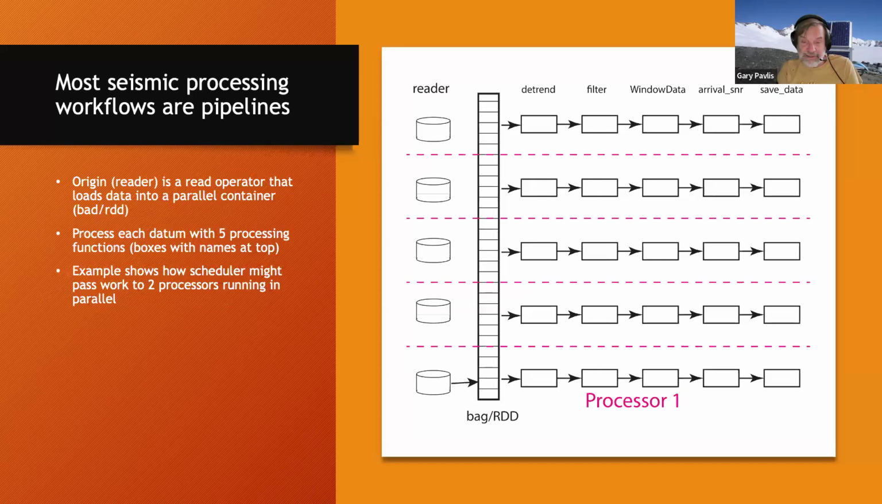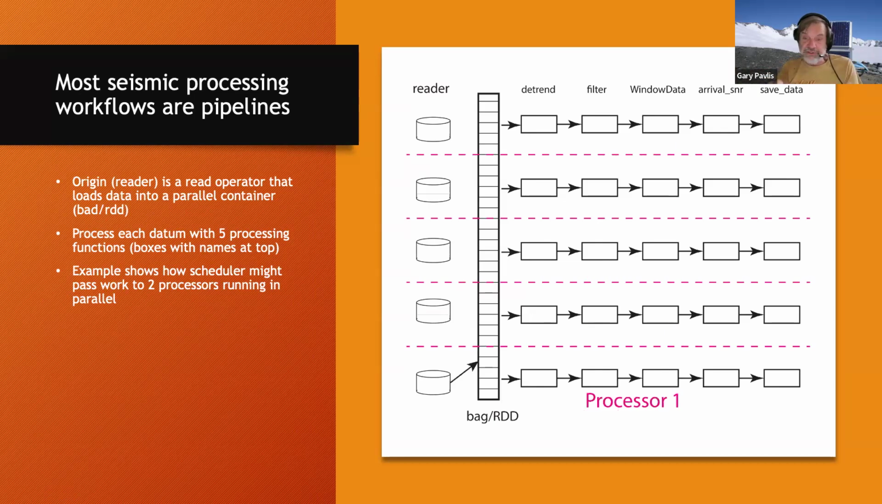The process works by pulling data out of the container, this bag or RDD for Spark. You pull out a datum, the data it wants to work on, run it through, in this case, a MsPASS function, detrend, which is the same as the OBS5 version, then filter the data, passes that on to window to cut it down, arrival SNR just computes the signal noise ratio of a particular, in that window, whatever that's defined, and then save. I just made that up. Okay. Then it saves data somewhere, which would probably put it into the database or write files.